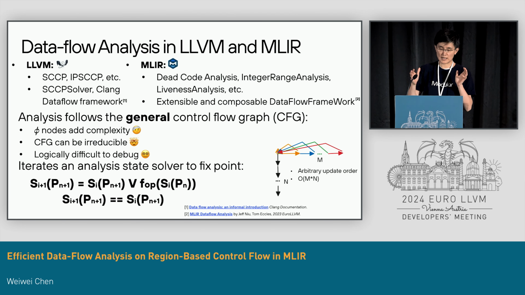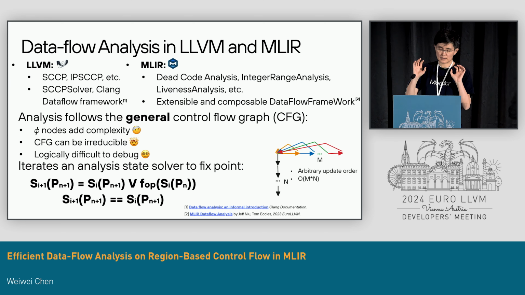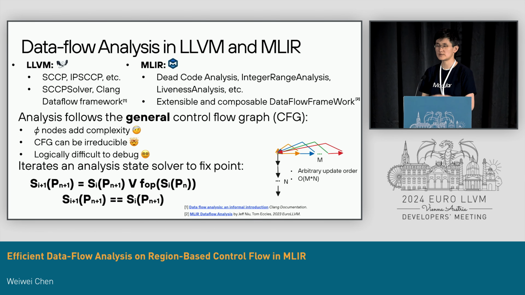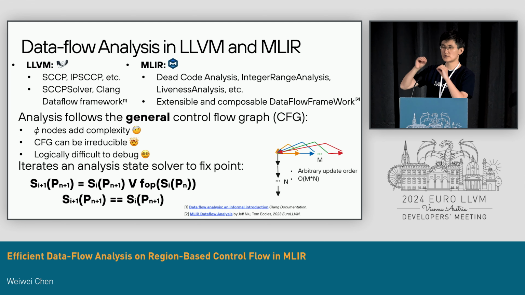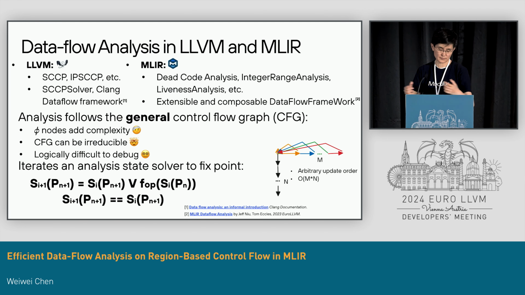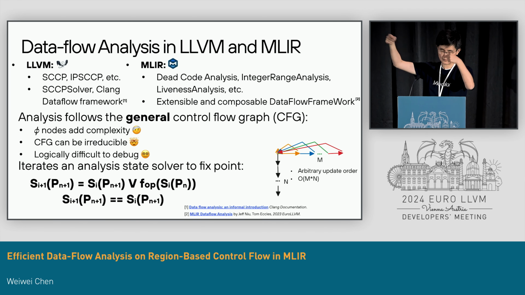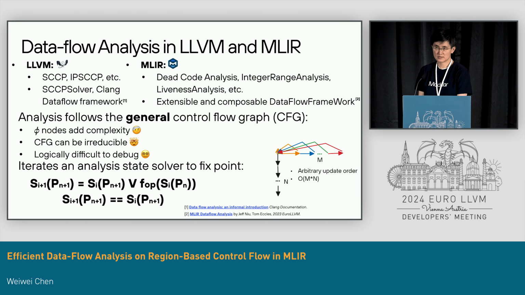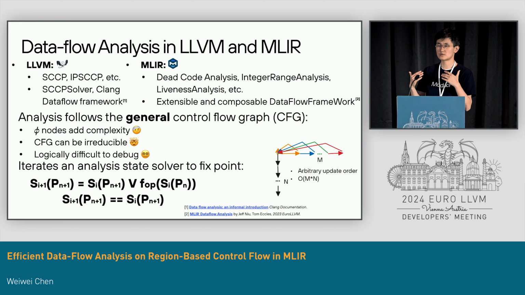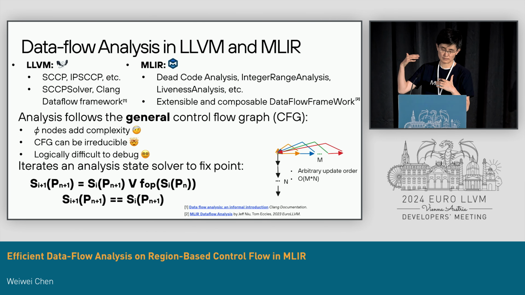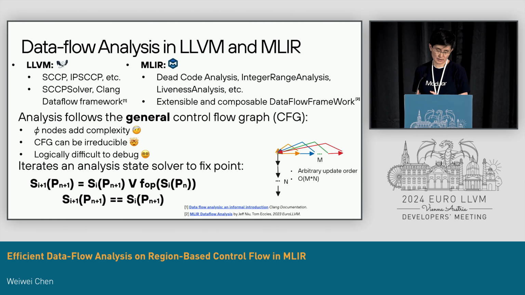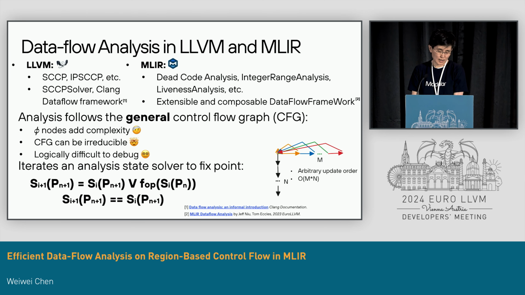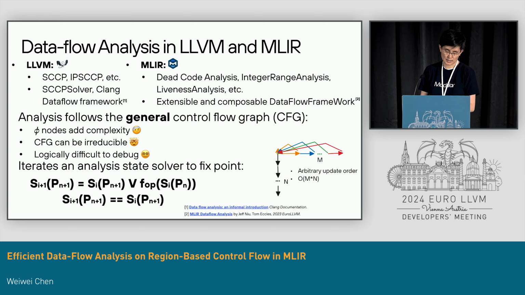So both LLVM and MLIR perform the analysis following a general representation of the control flow graph. So basically we have basic blocks, we have branch and conditional branch, and there's a phi node to collect the different branching targets. They can be a little bit complex because the general control flow graph does not necessarily reflect the logical meaning of the program. It's a more broken-down representation. It can be irreducible. And the phi node also introduces complexity.